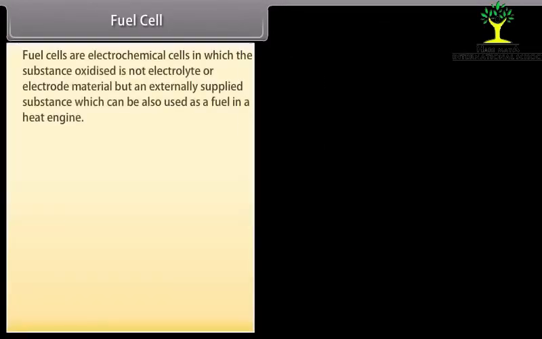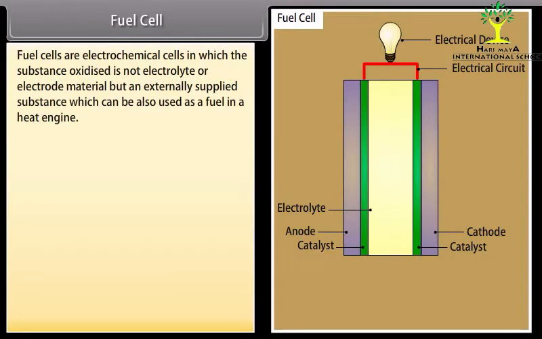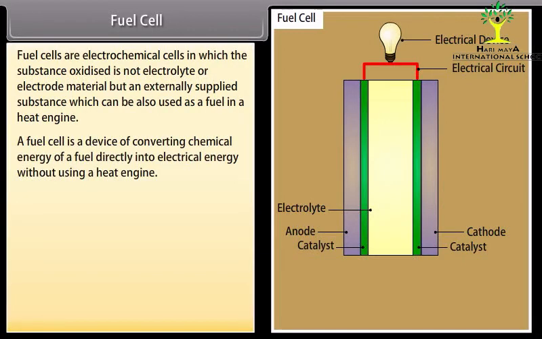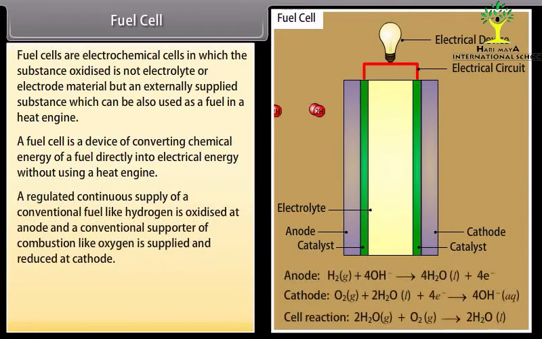Fuel cell. Fuel cells are electrochemical cells in which the substance oxidized is not the electrolyte or electrode material, but an externally supplied substance, which can also be used as a fuel in a heat engine. A fuel cell is a device for converting the chemical energy of a fuel directly into electrical energy without using a heat engine.